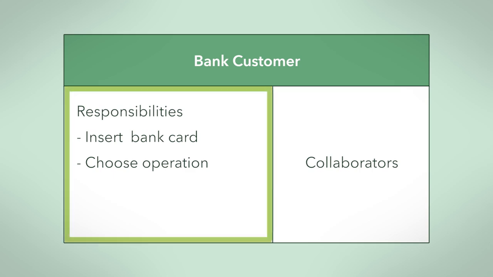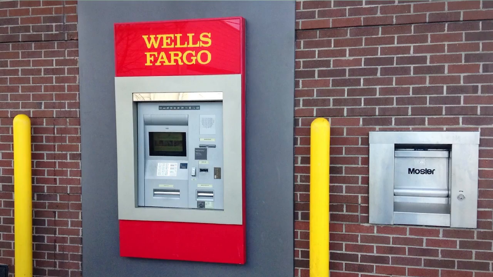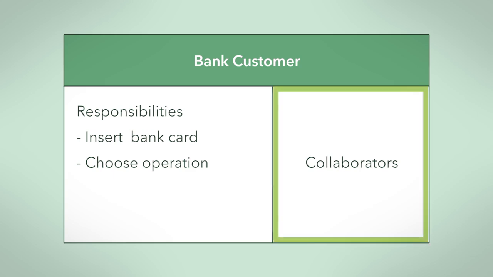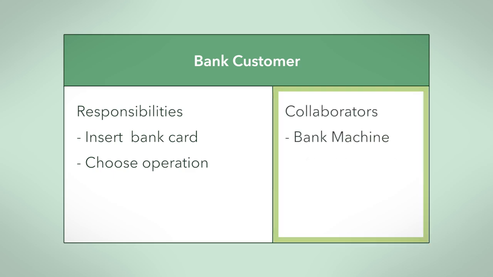Let's list these in the responsibilities section of this CRC card. I'd go with insert bank card and choose operation, but write a description that makes sense for you. All of these bank customer responsibilities involve a bank machine. The customer can insert bank card in the machine and choose an operation. Since the bank machine is required for our bank customer component to fulfill its task, we place bank machine under the collaborators section of the bank customer card.